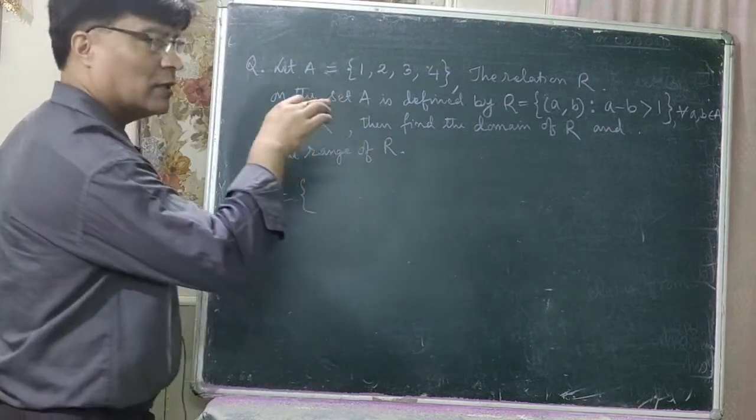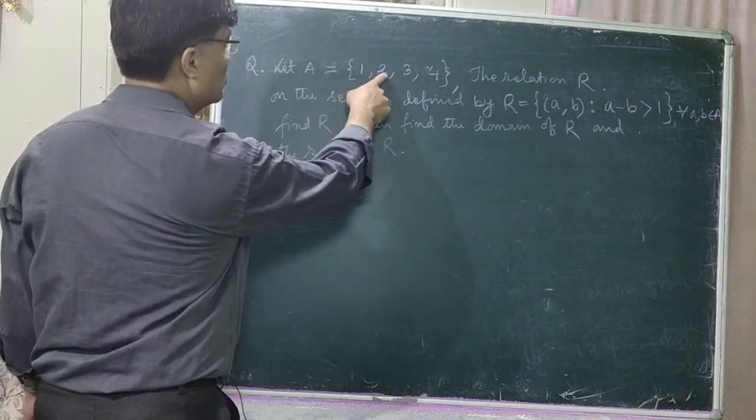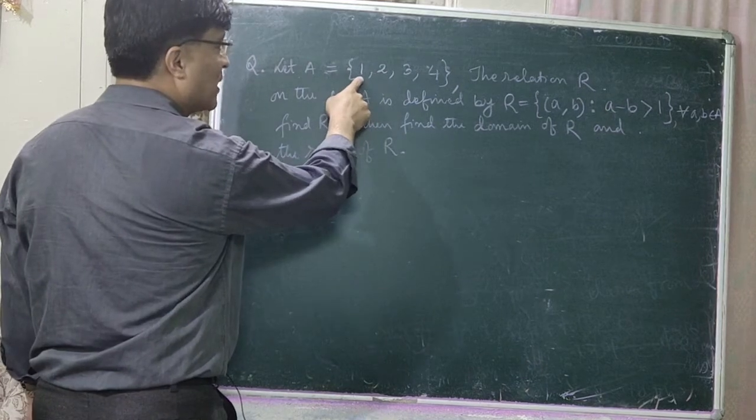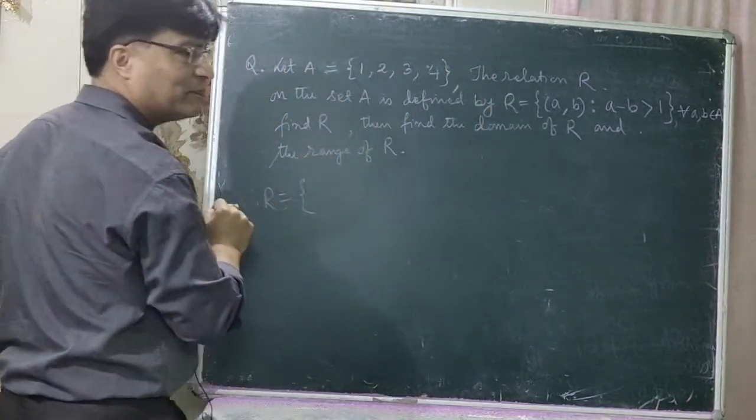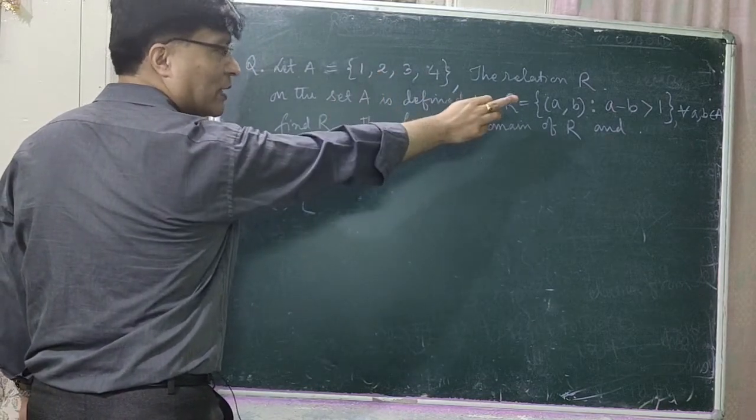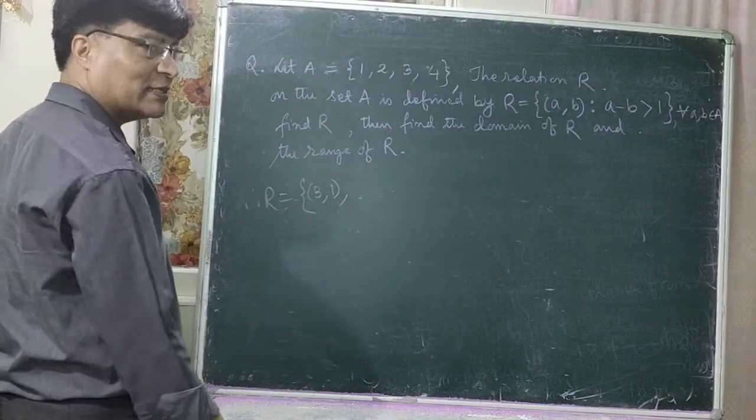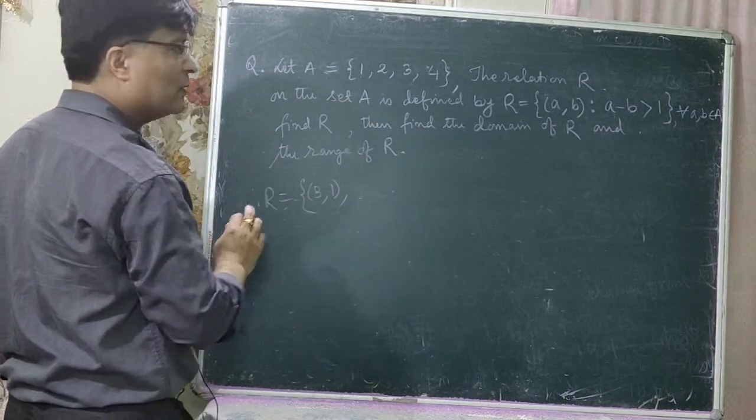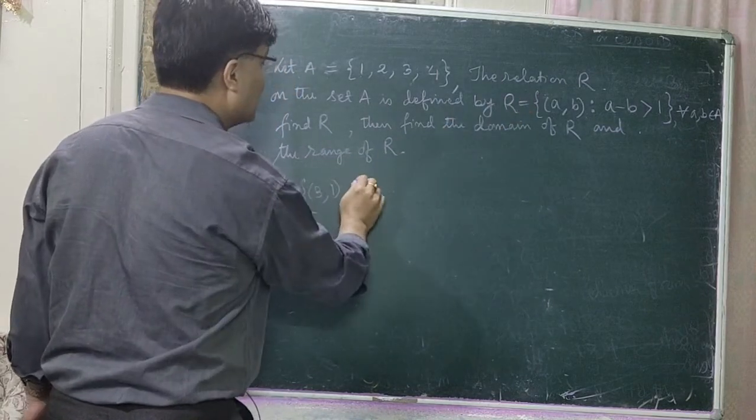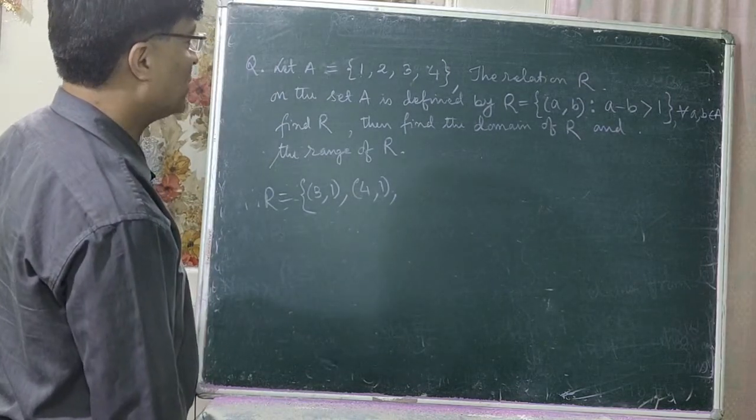R is equal to, you have to take a minus b in such a way that it should be greater than 1. So 2 minus 1, what is it? 2 minus 1 is 1, but 1 is not greater than 1, okay? This 3 minus 1 is 2. 2 is greater than 1, isn't it? So you can take here (3, 1), right? Then you can take (4, 1) because 4 minus 1 is 3. 3 is greater than 1. So it is (4, 1). Is that clear to all of you?